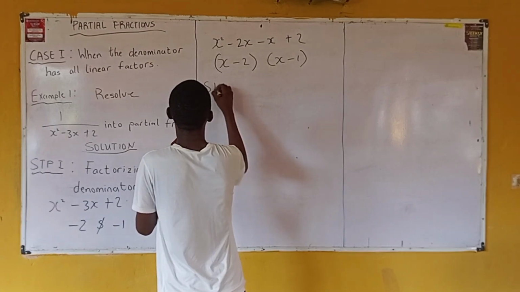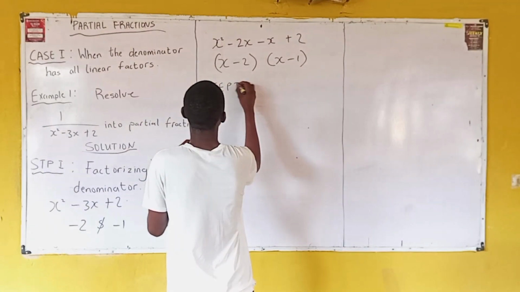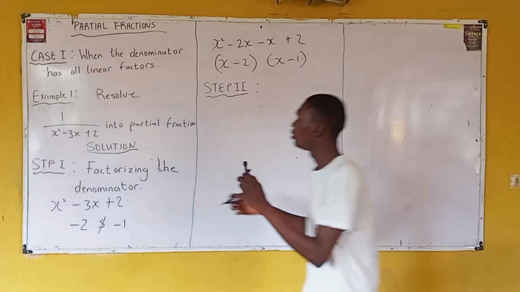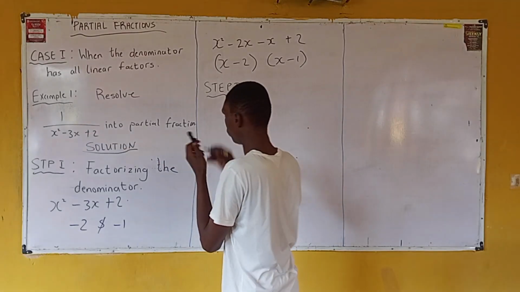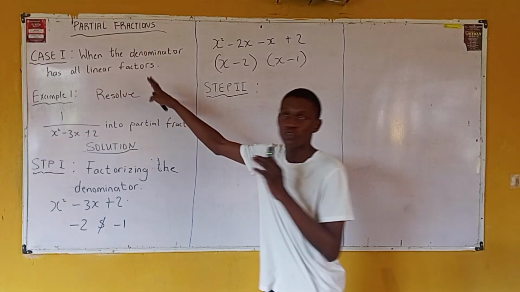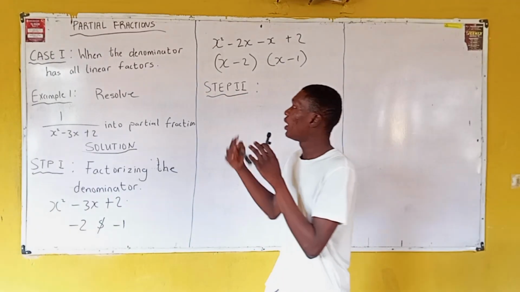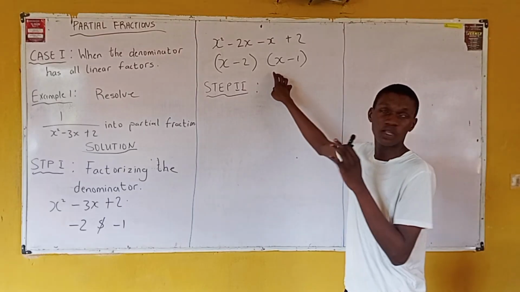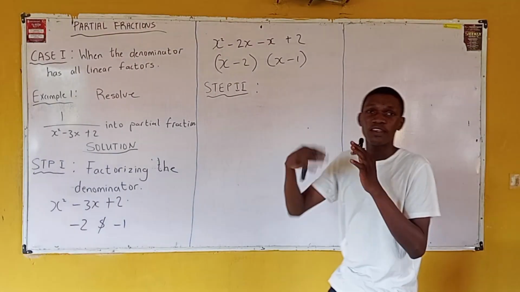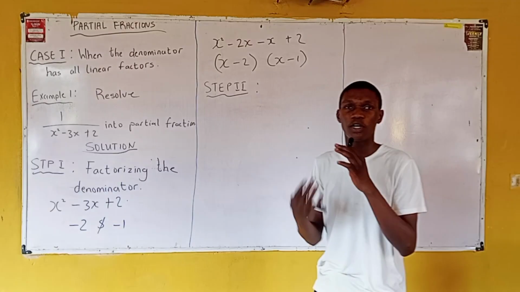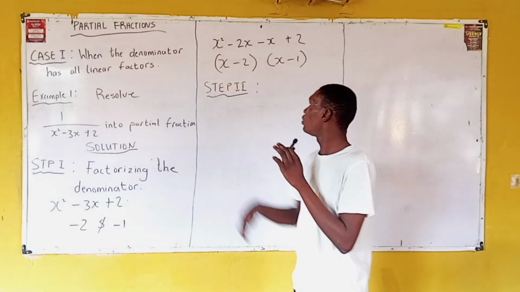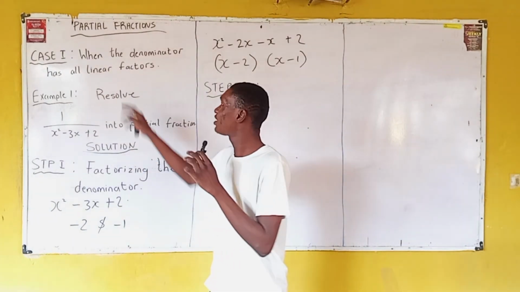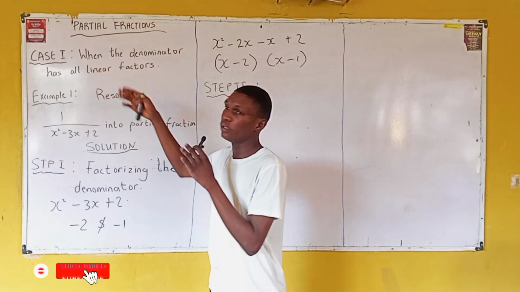So step 2. Step 2 is to bring out this. For this case 1, when the denominator has all linear factors, now we've expressed the denominator as linear factors. What did I say we mean by linear factors? When the highest power of the variable is 1. So now we already have the highest power to be 1.